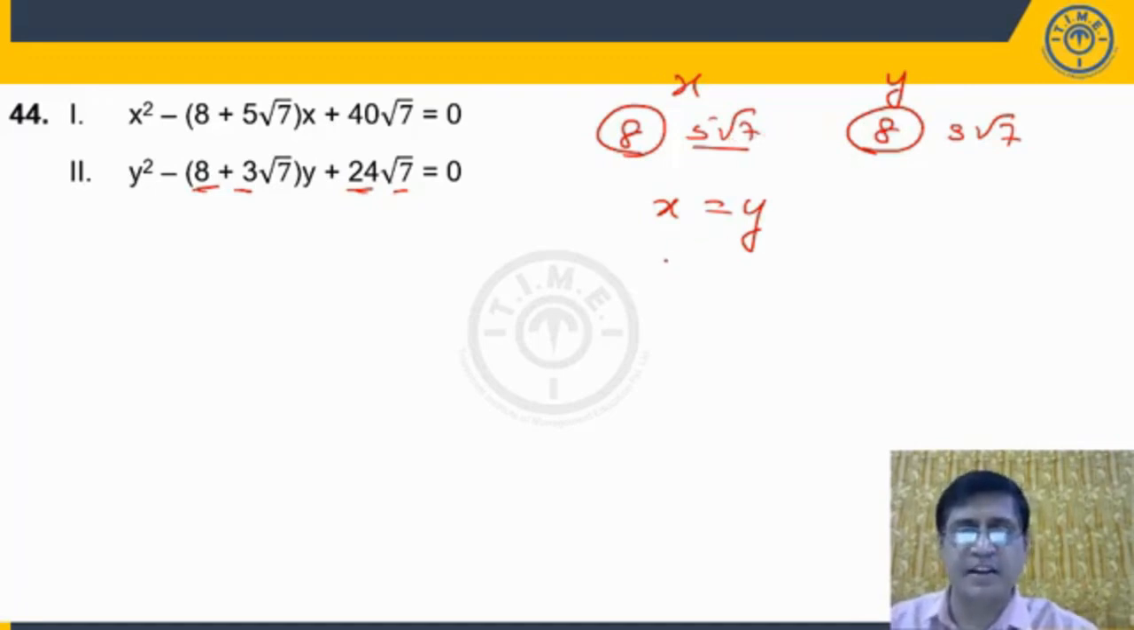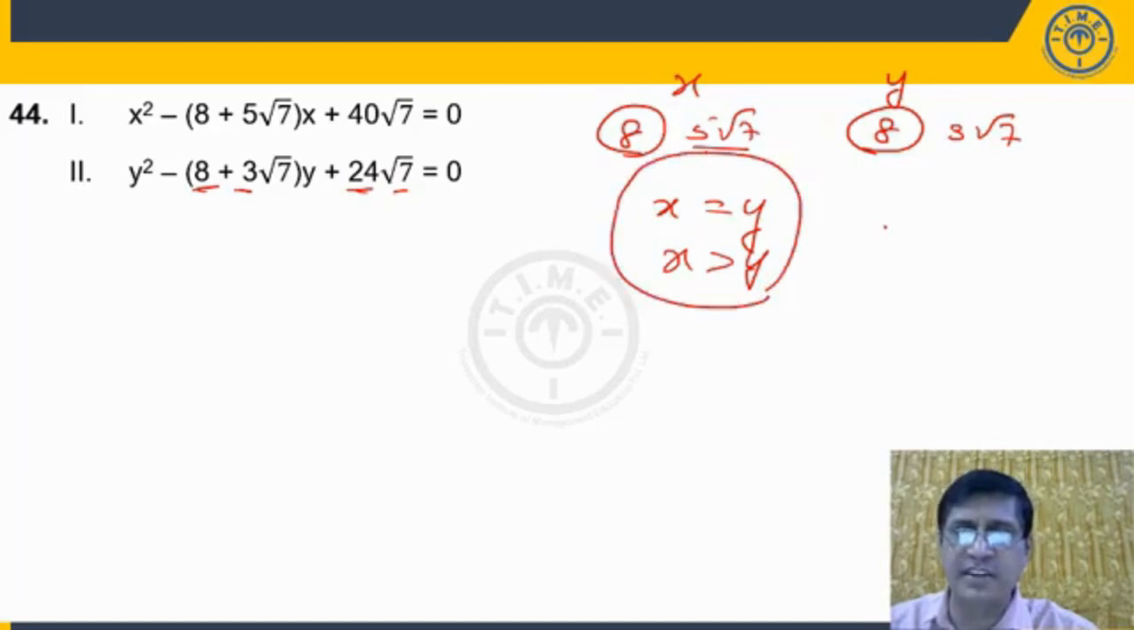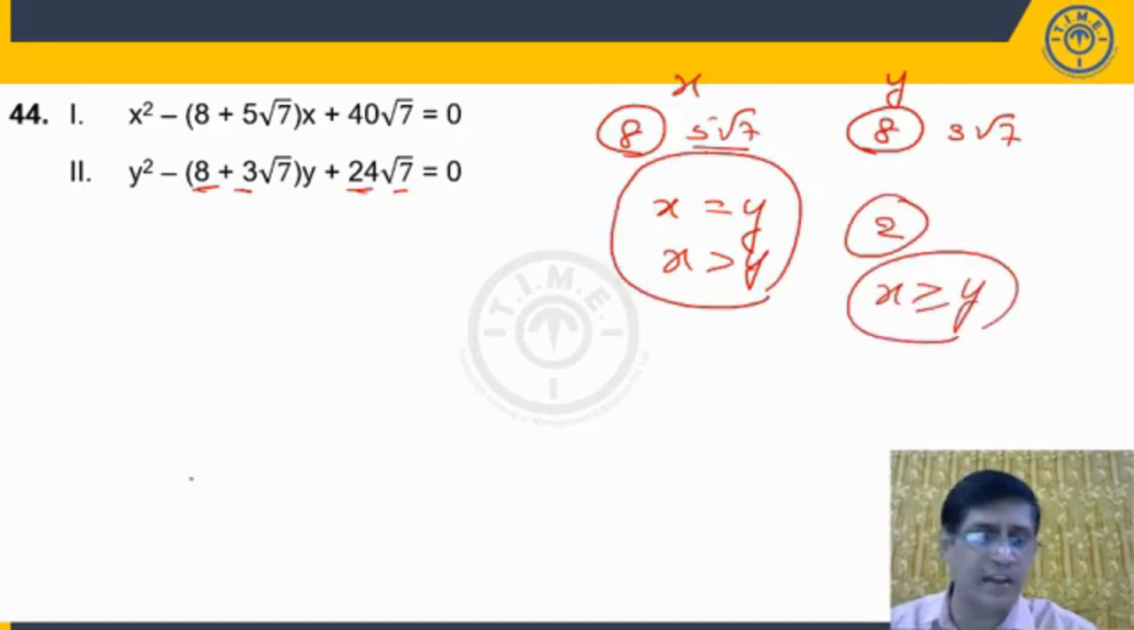So what is the result? Here the value of x is equal to y in one case, and the value of x is more than the value of y in the other. Comparing these two, what is the result? The right choice is x greater than or equal to y. The choice number 2, the second choice, is the right answer.